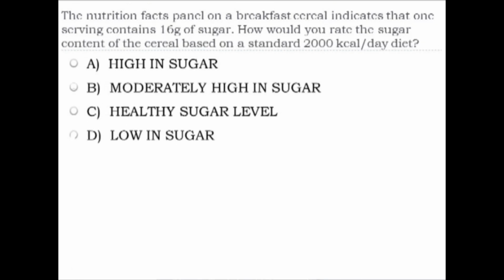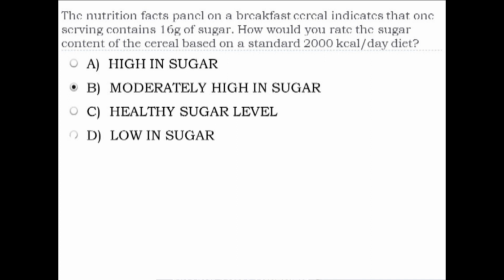The next question pertains to total sugar. The Nutrition Facts panel on a breakfast cereal indicates that one serving contains 16 grams of sugar. How would you rate the sugar content of the cereal based on the standard 2,000 kilocalorie a day diet? Pause here and select your answer. The correct answer would be B, moderately high in sugar.